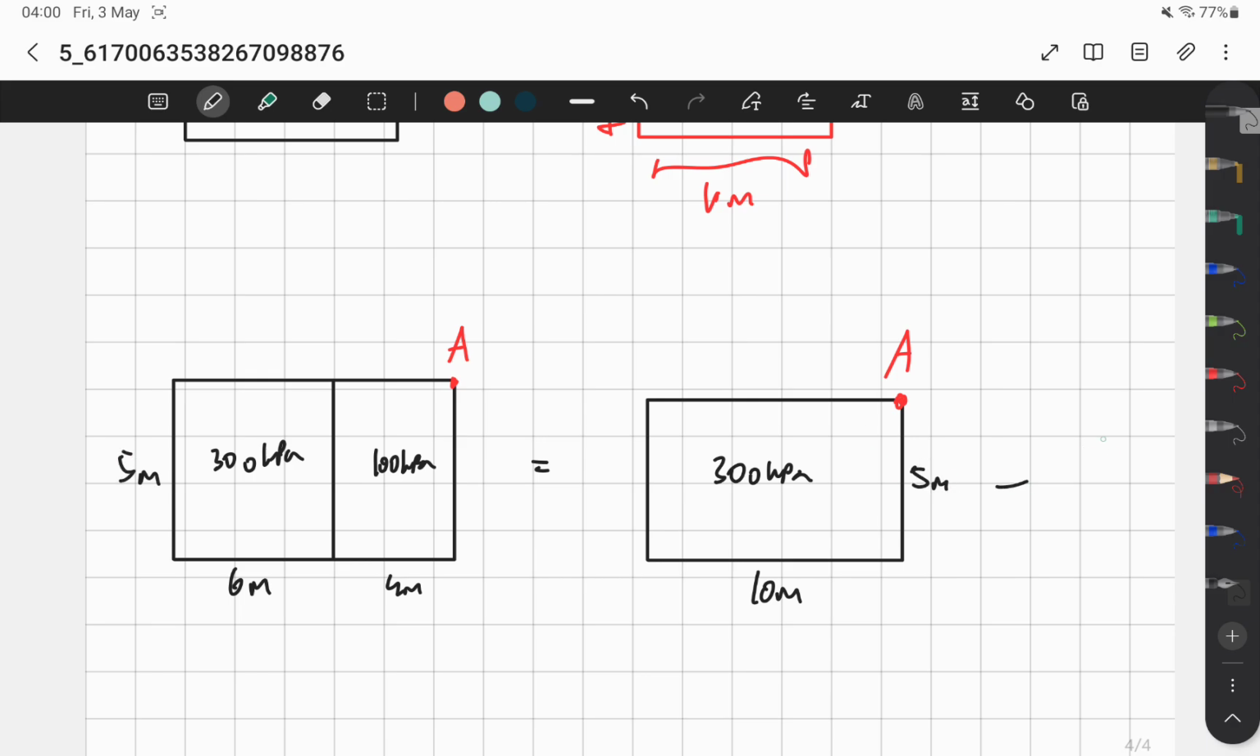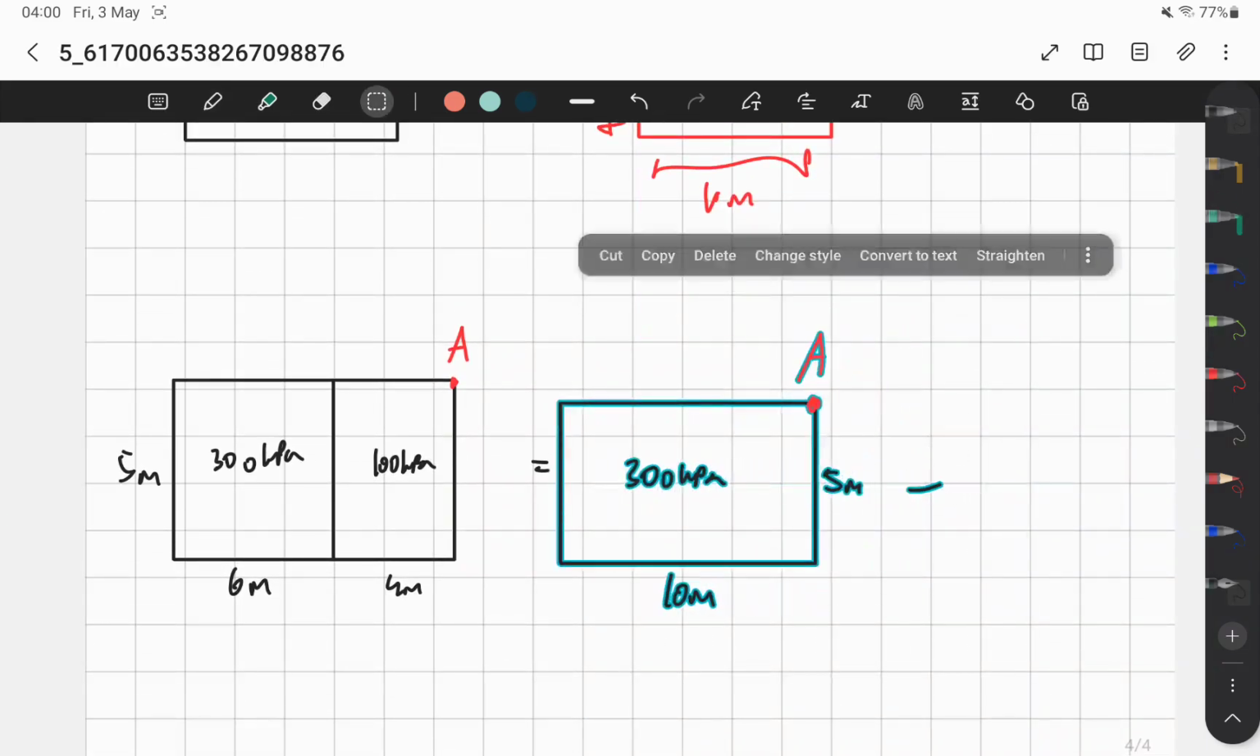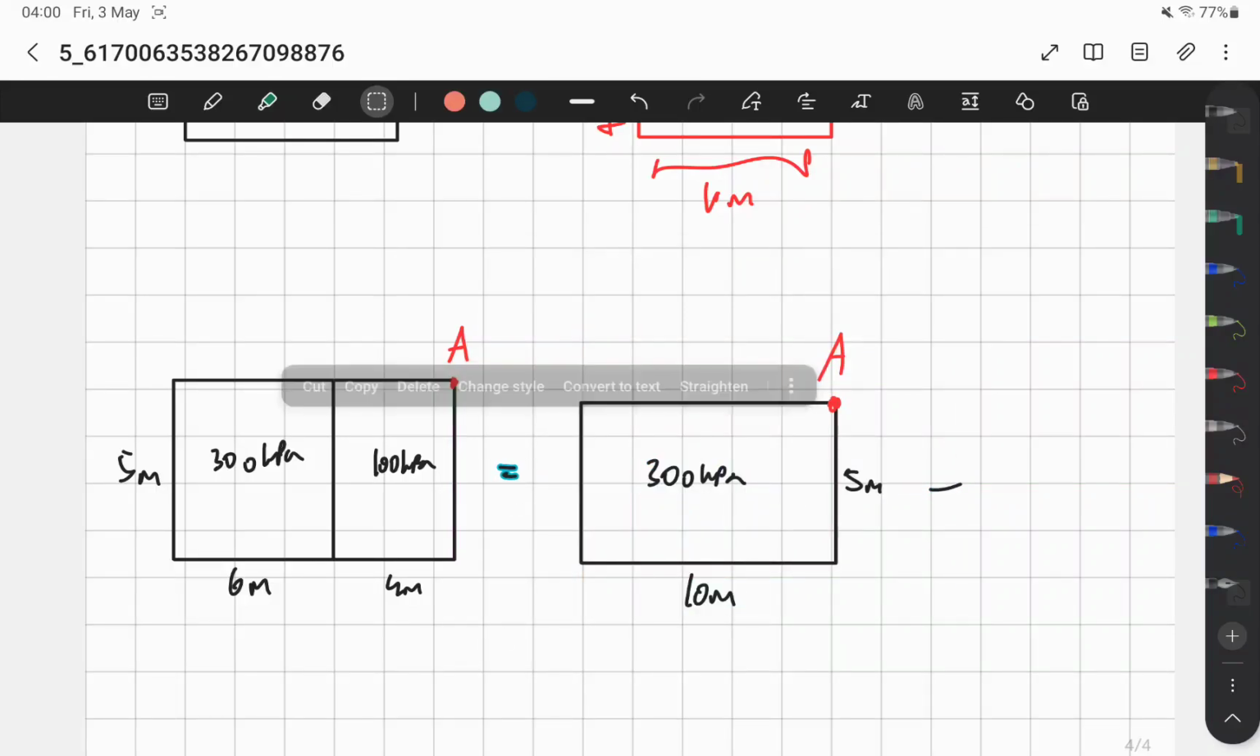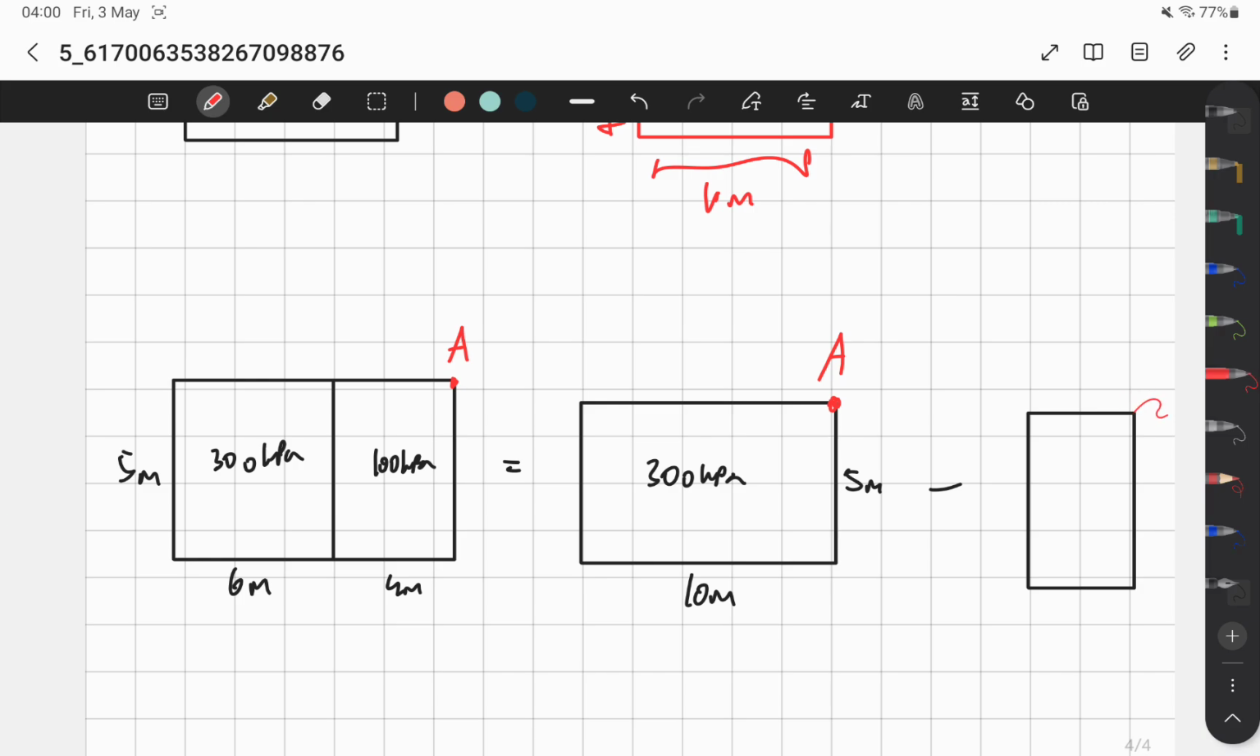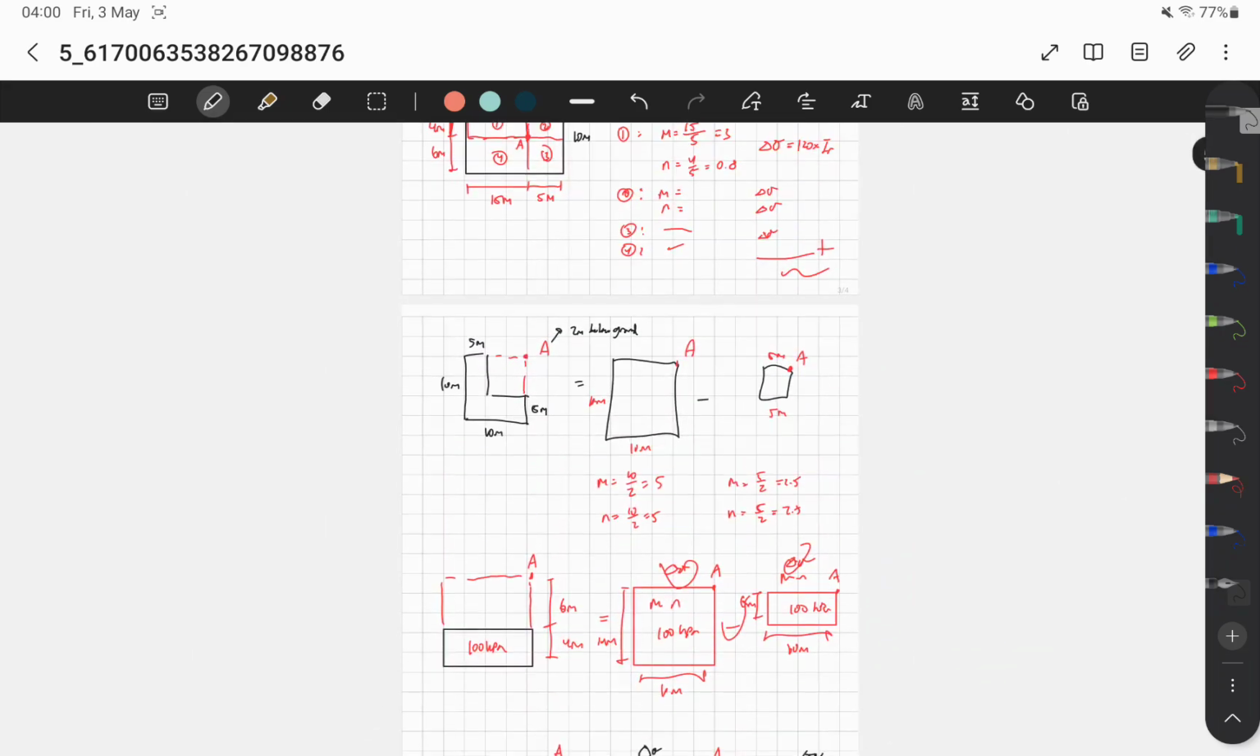What can we do? We can minus off the right side. The right side is like this, we keep A here, but we minus off by 200 kPa because we want to replicate the 100 kPa condition. This one is 5 meters, this one is 4 meters. Again, just find the delta sigma, then you minus off the two because it's just superposition. And that's it for Fadum's chart.